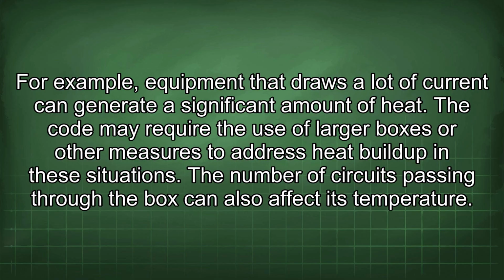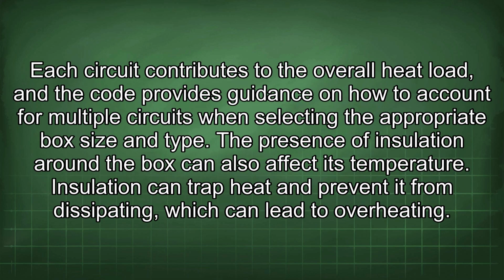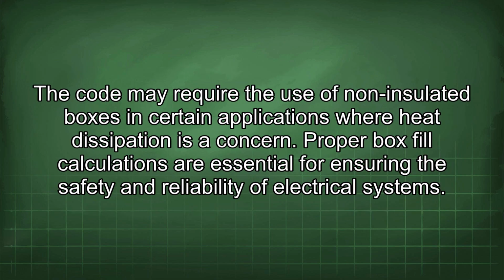The number of circuits passing through the box can also affect its temperature. Each circuit contributes to the overall heat load, and the code provides guidance on how to account for multiple circuits when selecting the appropriate box size and type. The presence of insulation around the box can also affect its temperature. Insulation can trap heat and prevent it from dissipating, which can lead to overheating. The code may require the use of non-insulated boxes in certain applications where heat dissipation is a concern.